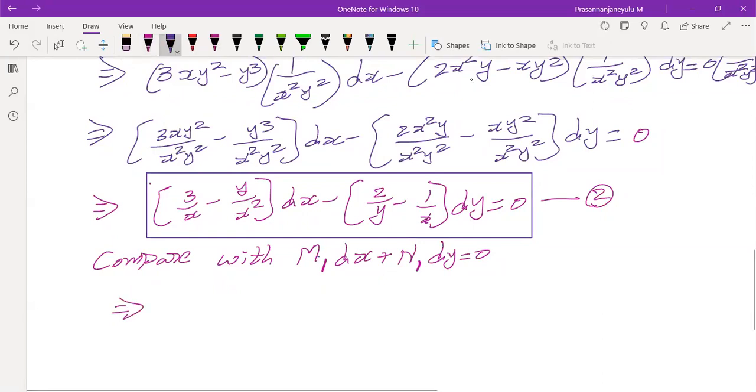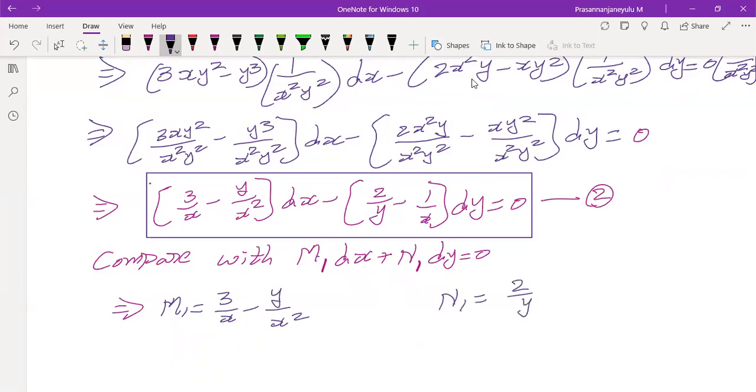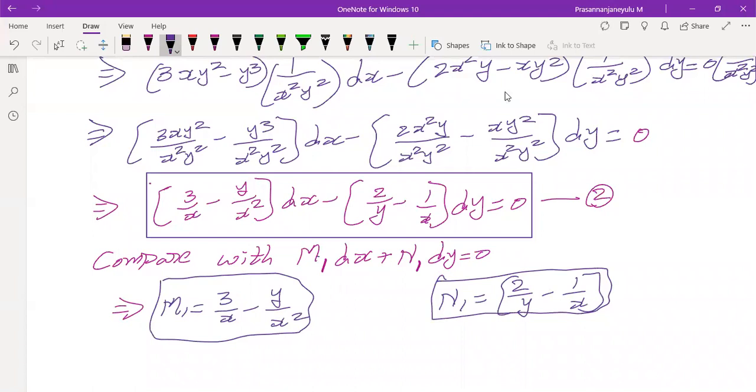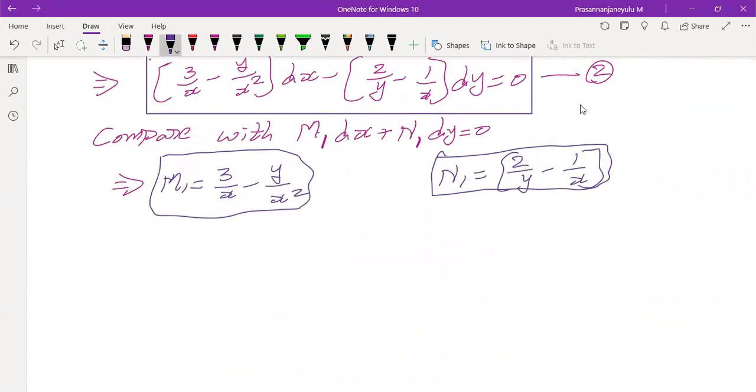That implies M1 equals 3 by x minus y by x square, and N1 equals 2 by y minus 1 by x. I am putting these in boxes because these are the things required for us at the time of finding the general solution. Better I take the minus here, and it is plus.